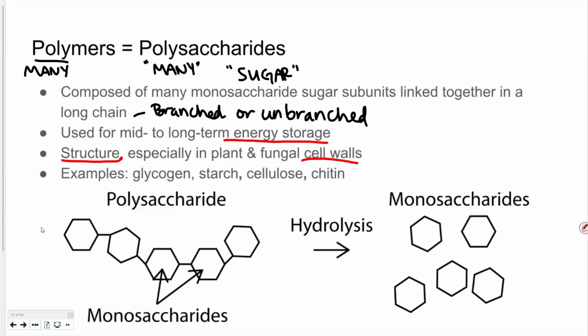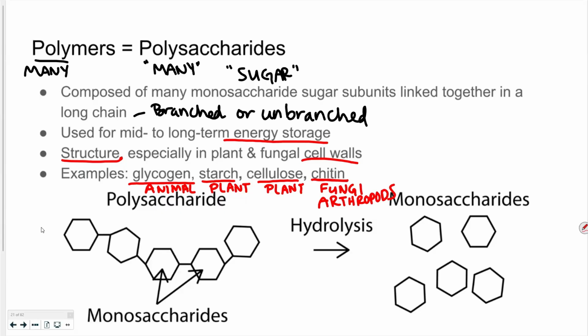So some examples of polymers or polysaccharides. This is glycogen. This is found in animals as an energy storage. Starch is found in plants as energy storage. Cellulose, plants as structure, and chitin, this is in fungi and arthropods. So like insects, spiders, crabs, and stuff as their exoskeletons. So this word is pronounced chitin, not chitin. I know Greek did that.